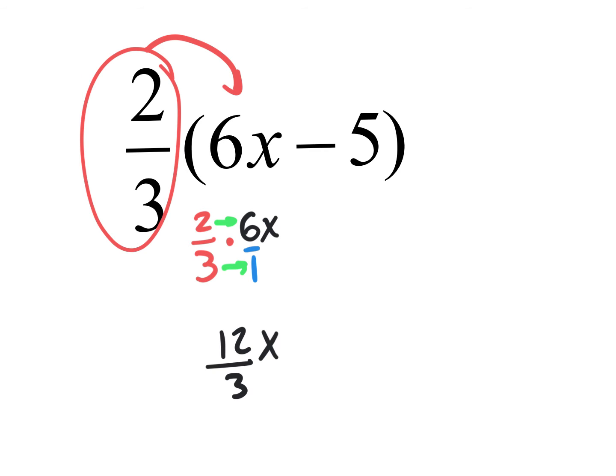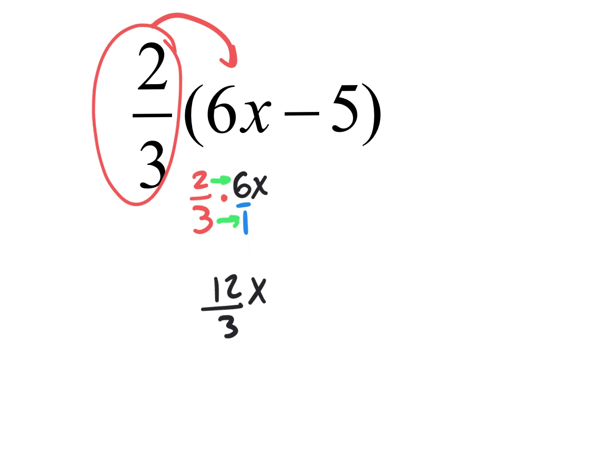You could put it on top or on the side. Now, what is 12 divided by 3? 4. So 12 divided by 3 is 4, and we have an x there. So we have only distributed the 2/3 times the 6x. But now we need to distribute the 2/3 times the negative 5.